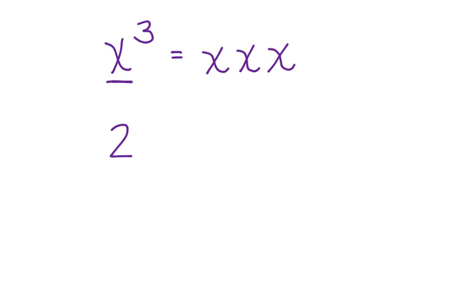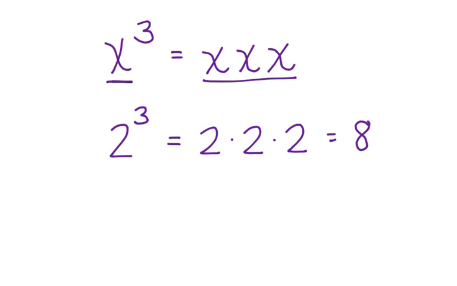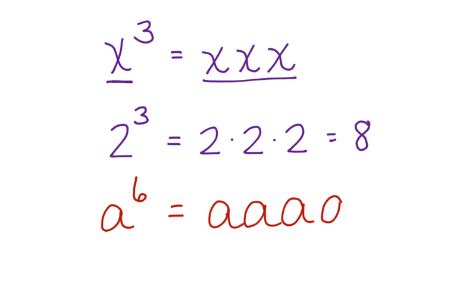Variables can also have exponents. If we have x to the third, that's the same as writing x times x times x. Because there isn't a number here, we can't evaluate it in the same way that we could evaluate 2 to the third, 2 times 2 times 2, which equals 8. However, we can write it out like this. We could take a to the sixth and write it as a times a times a times a times a times a.